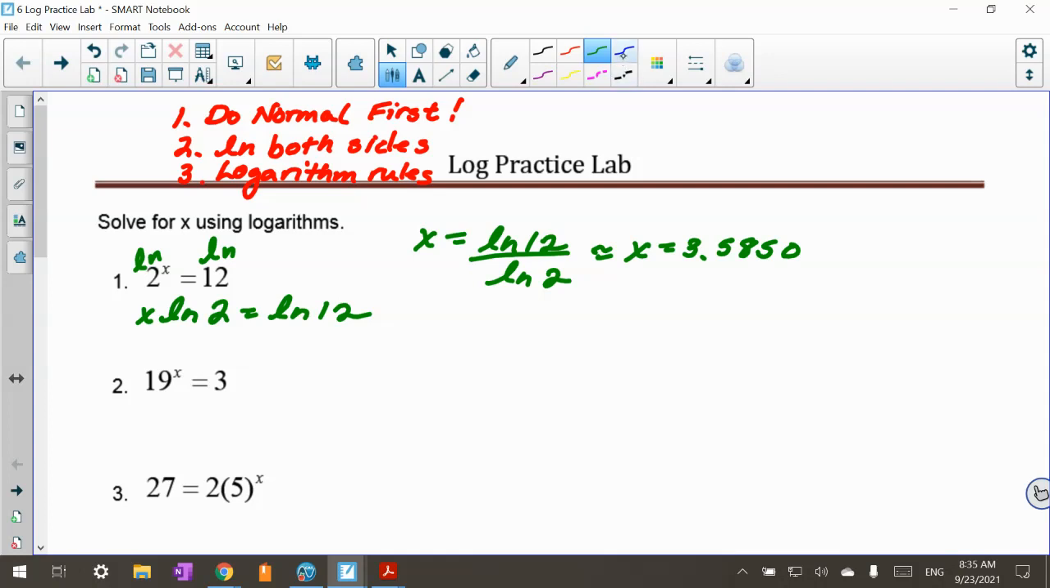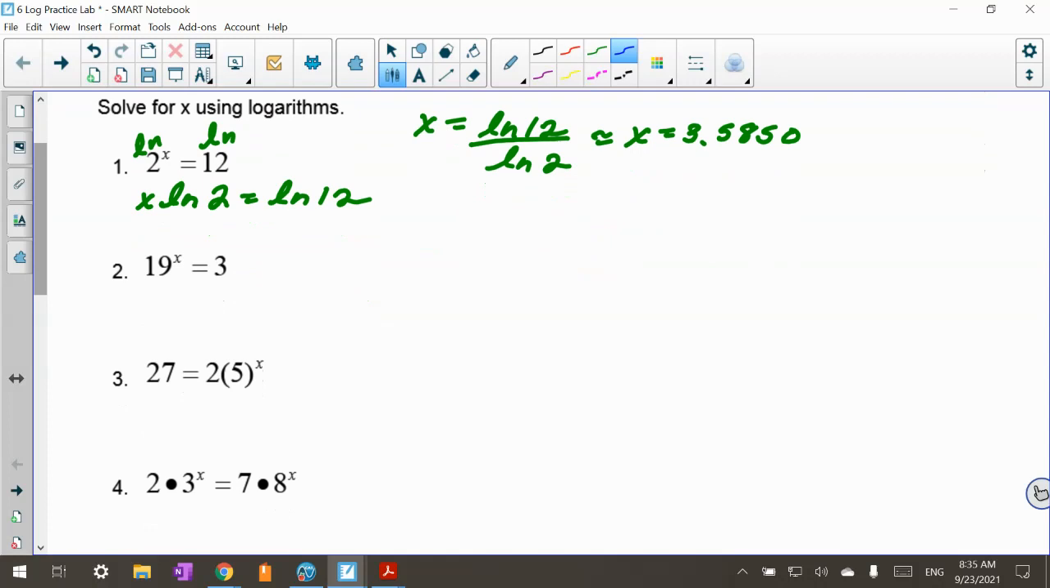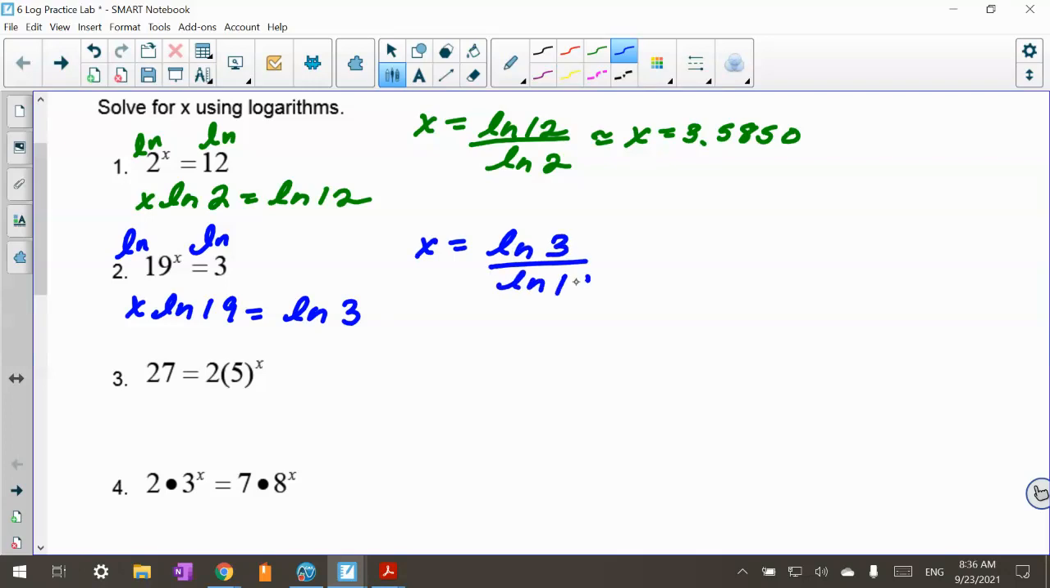Okay, let's try the next one. I'm going to use different colors here. So you can stop this and do a few and then check them. This one is 19 to the x equals 3. I look at it, is there any normal math to do? And there isn't, so I'm going to natural log both sides. And this will be x natural log of 19 equals a natural log of 3. These are hooked by multiplication, so x equals the natural log of 3 over the natural log of 19.